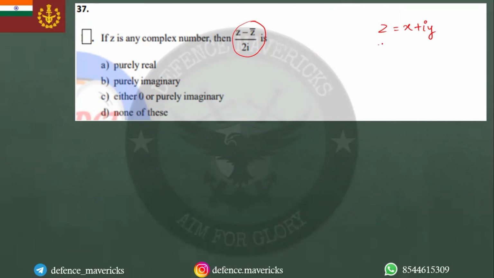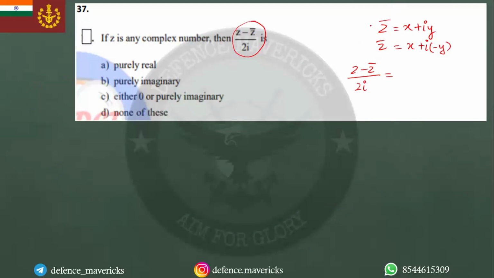So if z is x plus iy, what is z bar? z bar is the conjugate, मतलब negate the imaginary part, that's it. Keep the real part as it is, negate the imaginary part. Okay, now if you subtract z minus z bar, कितना हो जाएगा ये, z minus z bar divided by 2i. Just try to simplify this, you will get the answer.